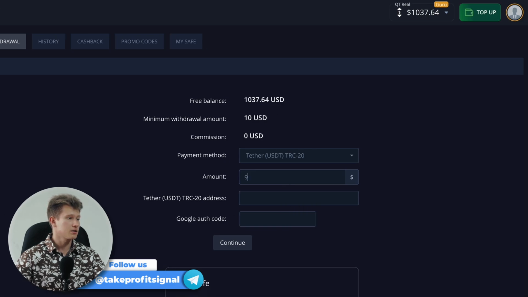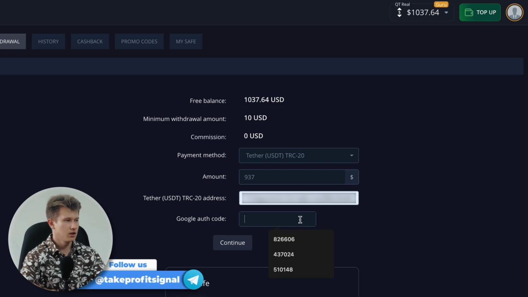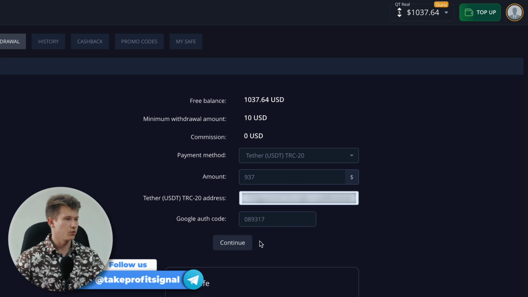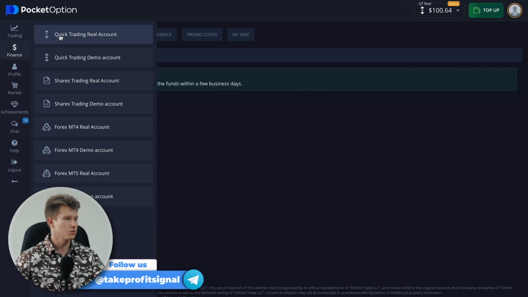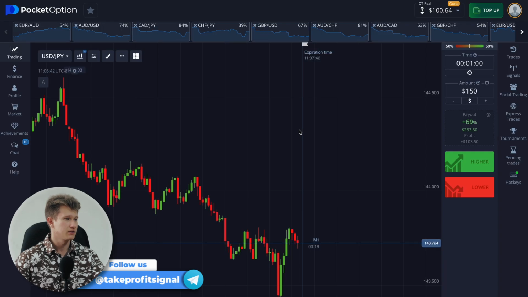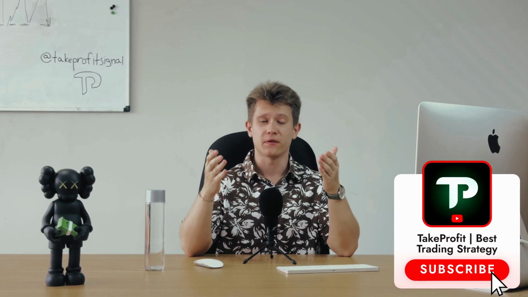I think we can safely withdraw $937, and the initial deposit we can safely leave on the balance to work with further. So, look for the code, enter the code to withdraw funds, click continue, all the applications we have formed perfectly. Here is such a simple experiment we have with you, guys.